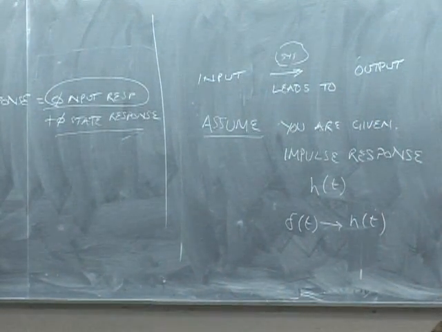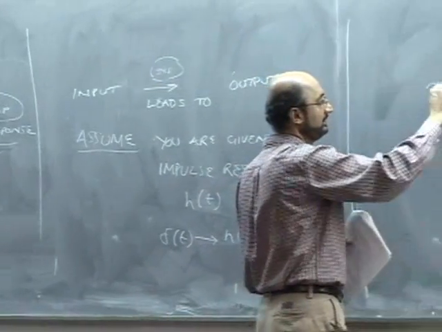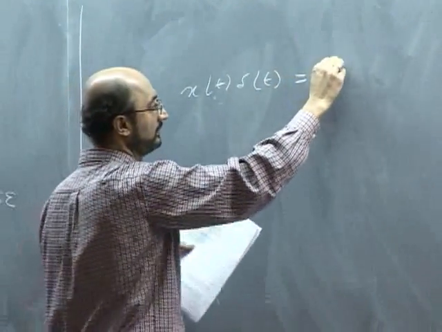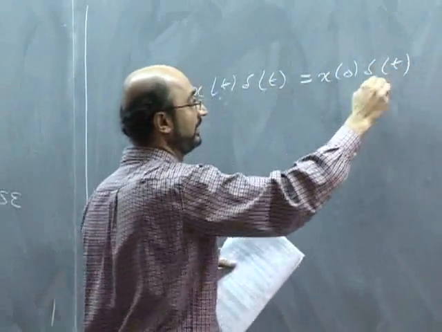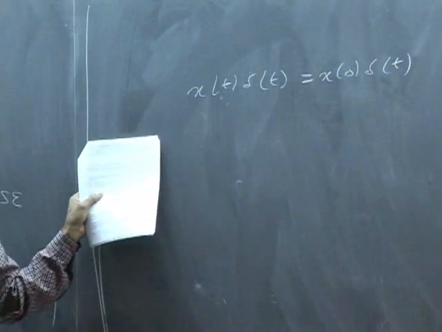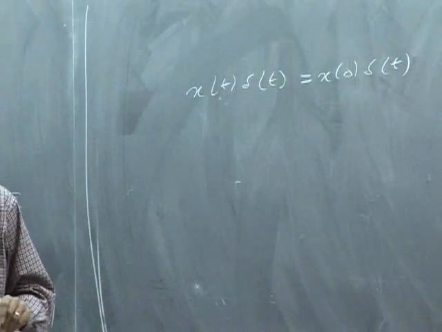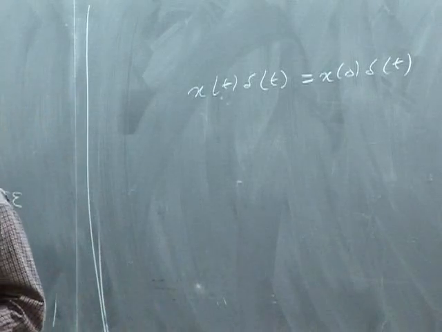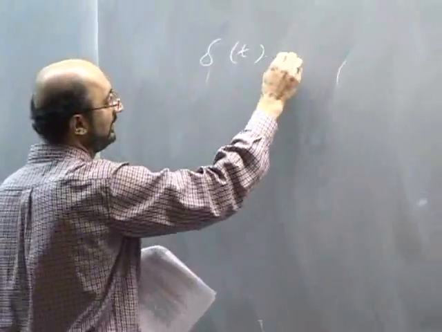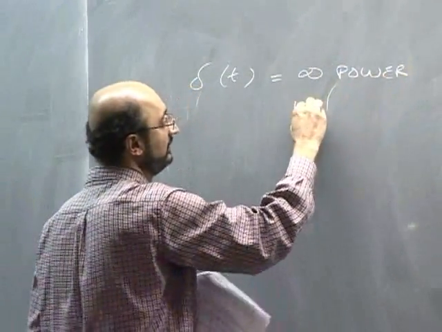So we know, again, this is by definition from last week, that x of t delta t is equal to x of 0 delta t. This is just saying that if I take delta and multiply it with any function x of t, it's selecting out the 0 value. Everything else doesn't really matter here. And to be more precise, what delta t is, delta t has infinite power and unit energy.